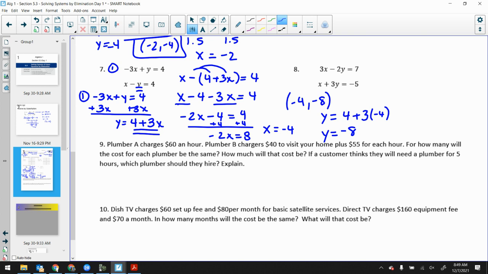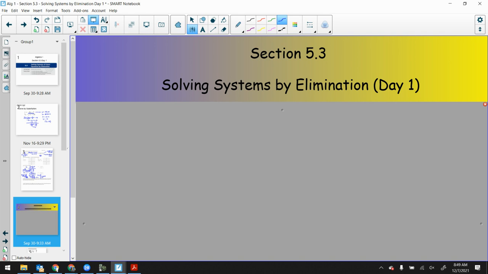Section 5.3 is basically just another technique to solving systems of equations. It's called elimination. And we're going to kind of do the exact same thing that we did with substitution, wherein I'll show you what to do. I'll explain to you what to do. We'll go through a lot of problems, and then tomorrow is just for practice. We'll just practice and practice and practice. Okay? So we're solving systems by elimination now. By elimination.